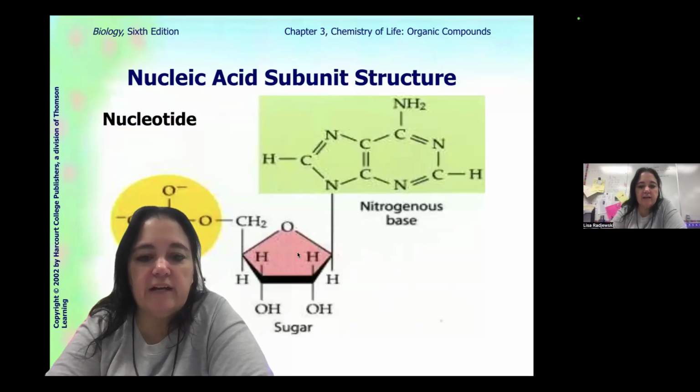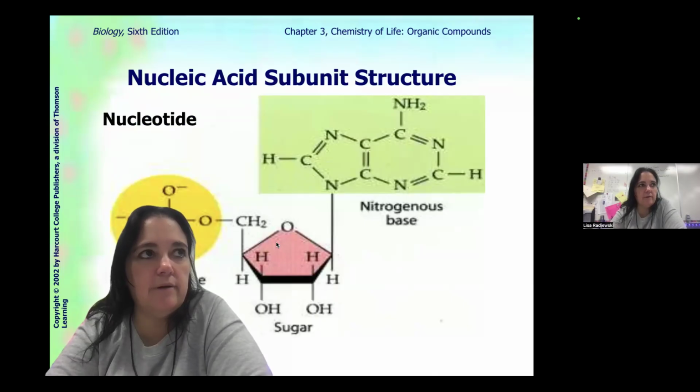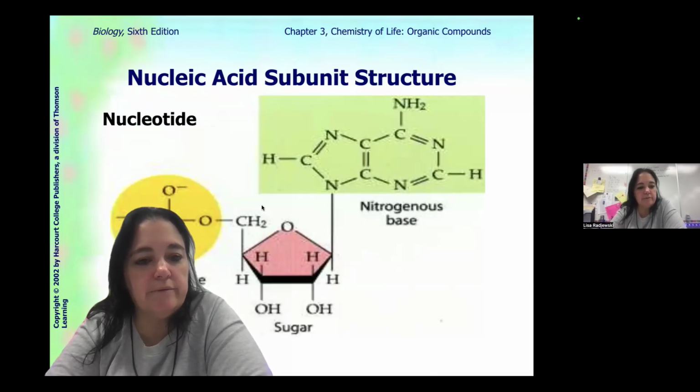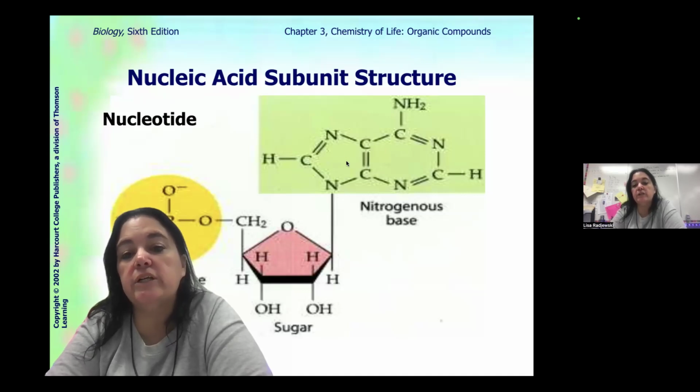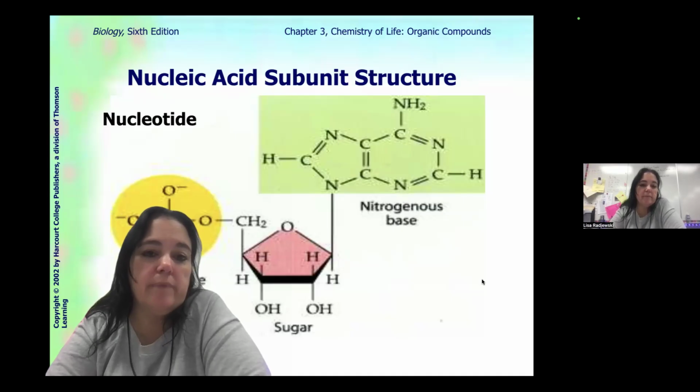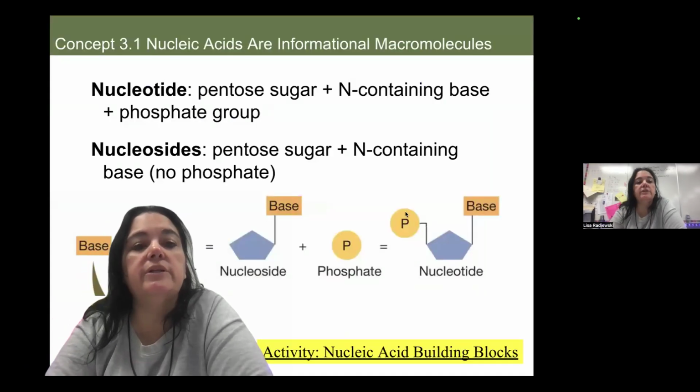So here is your 5-carbon sugar. Remember, you start counting over here: 1, 2, 3, 4, and the 5th carbon is off of the ring. That is either ribose or deoxyribose, depending on if you're talking about RNA or DNA. That is attached to a phosphate group, one of our functional groups. And then the first carbon over here is attached to this nitrogen base. There are 4 different nitrogen bases that can be here. You can see the nitrogens, so you should be able to recognize those, and we just call it a nitrogen base. So a nucleotide is a sugar, a nitrogen base, and a phosphate group.